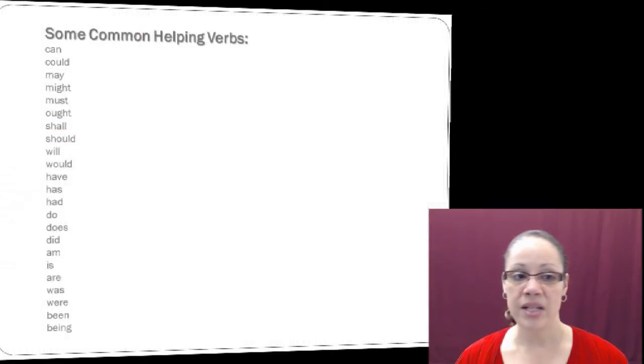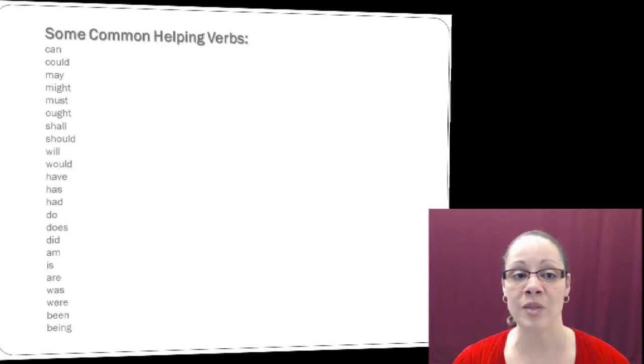Now I do have a list of some common helping verbs that you should be able to identify. So please, again, keep this in the back of your mind. The list starts with the word can and it ends with the verb being. So you do have some of your linking verbs like is, am, are, was, were, been, and being.